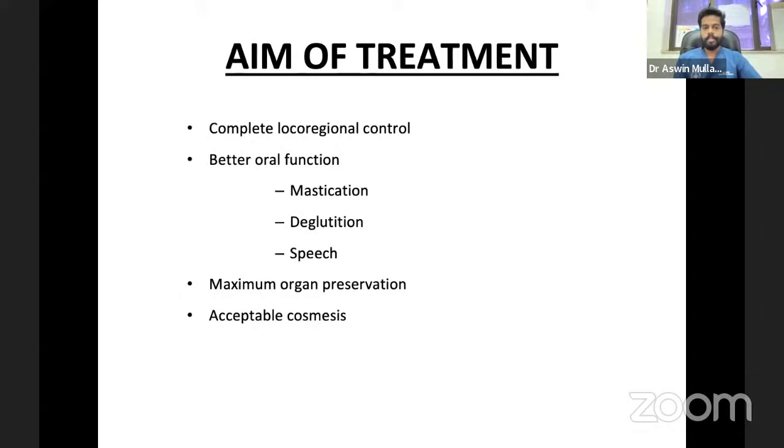So what is the basic aim of our treatment? It is complete loco-regional control. The first thing is complete loco-regional control. We should not compromise anything for that. We should not see the cosmesis. We should not see the function. We should see the complete loco-regional control. The second thing is function, mastication, deglutition, speech, then maximum organ preservation. Then last comes cosmesis, all these kinds of things. So our aim is to establish complete loco-regional control.